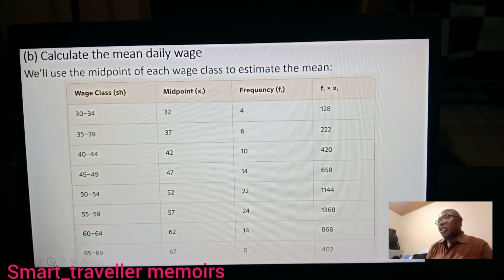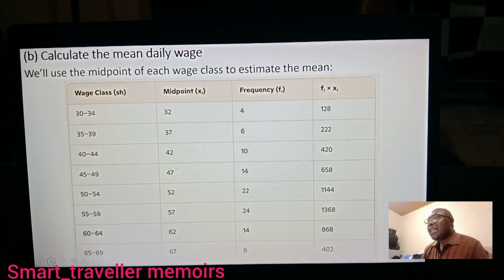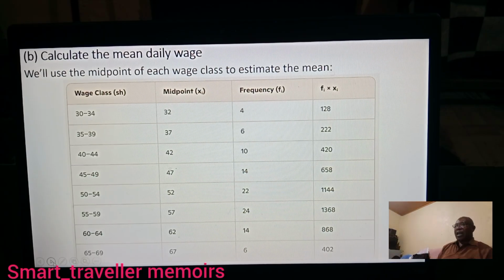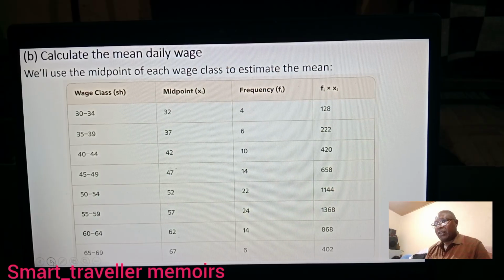Part B, calculate the mean daily wage. We will use the midpoint of each wage class to estimate the mean. So, we make a table. The table is labeled wage class in shillings, midpoint x, frequency f, and we will also find f times x so that we get the total for us to do the rest of the calculations.